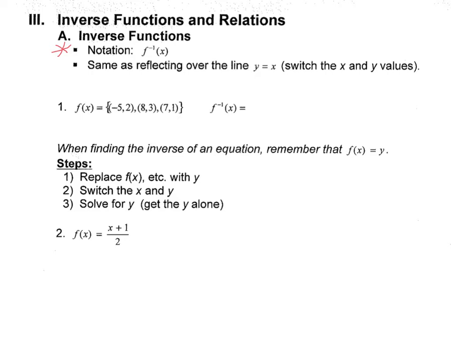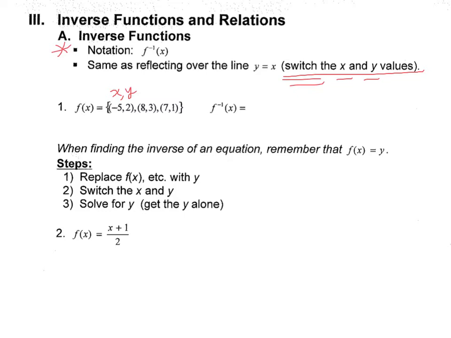It's the same as reflecting over the line y equals x, which actually means to switch the x and the y values. So basically, when you're finding the inverse, that's what you're doing. You're going to switch the x and the y. Okay, number one, if f of x is that set of points, and every point is an x and a y, they want you to find f negative 1 of x.